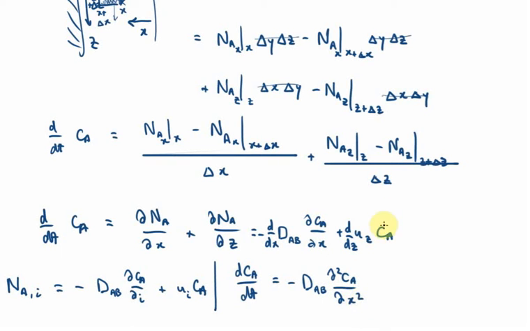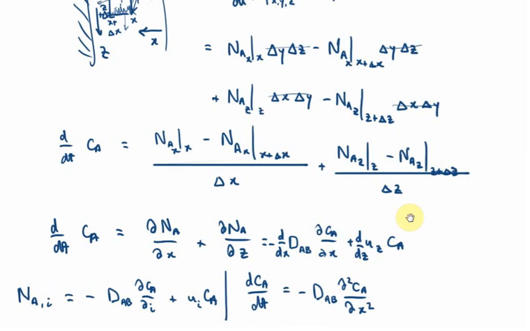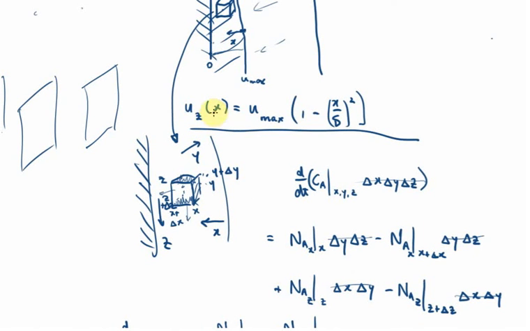And then in the Z direction, we have an explicit form for UZ, and the concentration itself is generally also changing. However, if you look at UZ, let's go to this form here, you can see that UZ itself is not a function of Z, right?